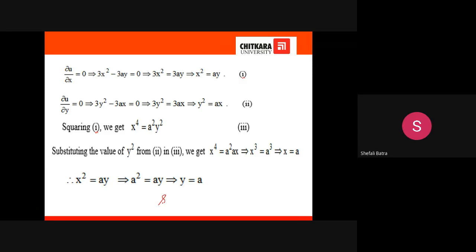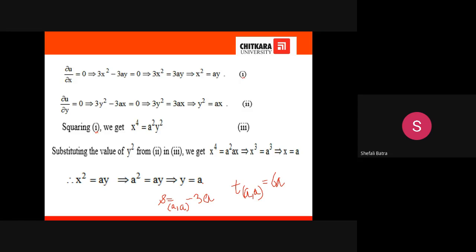Yes. What is S beta? Minus 3a. Ma'am, minus 3. Minus 3a. And what is T? Ma'am, 6y. 6a, ma'am. 6a, right? At the place of y you need to put a.